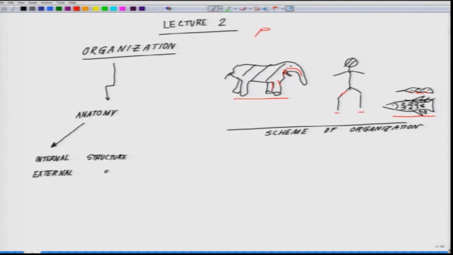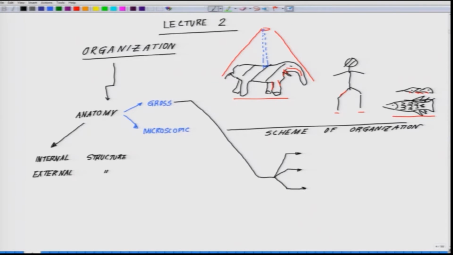Again, it depends at what level you are studying it. If you are looking at it like this, it is called gross anatomy. So, anatomy itself could be classified into different classes. It could be either gross anatomy, or if you narrow down your zone of looking and start looking at the cellular level, at the cells which are making it, then we call it microscopic anatomy. Gross anatomy could be studied at 4 different levels.